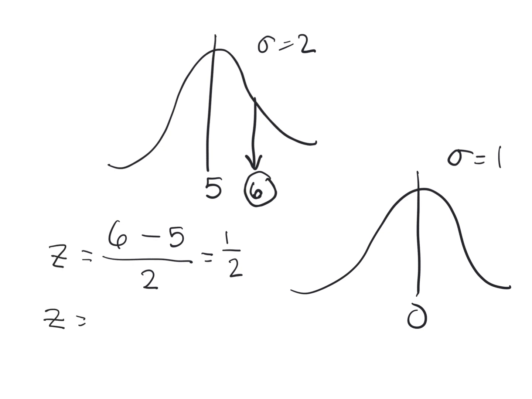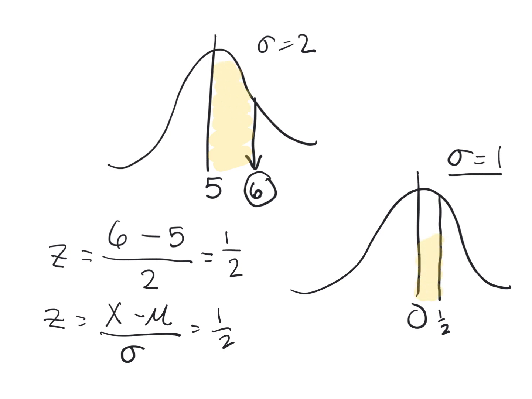Again, a z-score, as we learned last term, is the data point minus the mean divided by the standard deviation. This tells us how many standard deviations away from the mean we are. In a standard normal curve, because the standard deviation is 1, this would just plot to 1/2. 6 on this curve is the same relative distance away from 5 as 1/2 is on this curve. And there is the same area in between these two things. Same area between 5 and 6 with a standard deviation of 2 as between 0 and 1/2 on a standard normal curve. Okay? So you use the z-score.